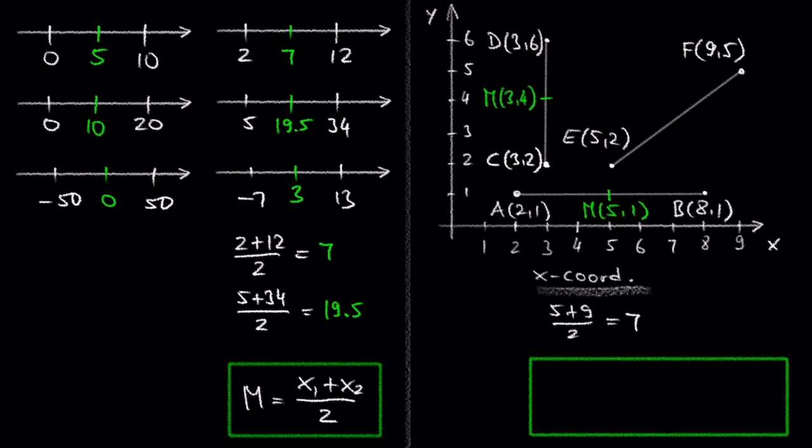What about the y-coordinate of the midpoint? I really encourage you to pause the video and try this on your own. Instead of adding the x-coordinates, we now add up the y-coordinates, which are 2 and 5, which gives us then 7. And then we divide 7 by 2, like we did with the x-coordinates. So we get 3.5 for the y-coordinate of the midpoint. So the midpoint of the points E and F is (7, 3.5).